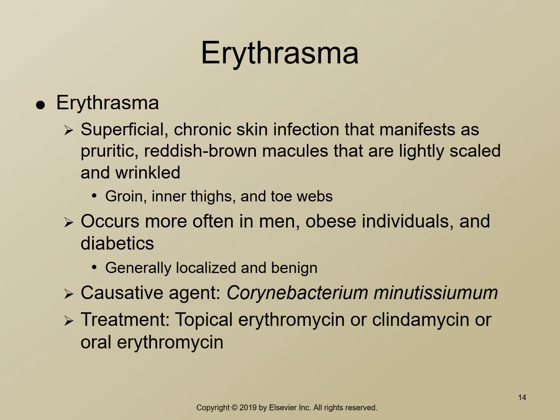The first presentation of dermatitis we'll discuss is Erythrasma. So this is a superficial chronic skin infection that manifests as an itchy reddish-brown rash. The rash appears scaly and wrinkled and usually occurs on the groin, inner thighs, and webs of the toes. It occurs most often in men, obese individuals, and diabetics, and is generally a localized and benign infection.